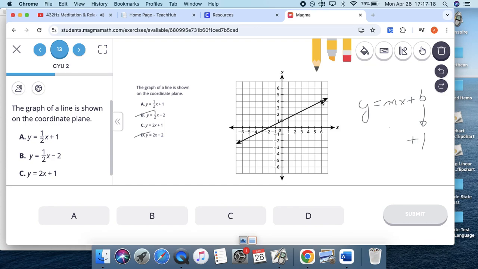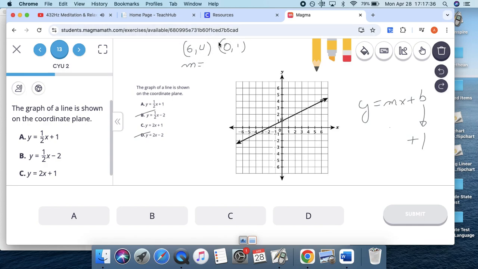We have a point here. Let's pick this point right here, and we can find a slope. So we have a point that's called 6 and 4, and we have a point here that's called 0 and 1. Let's do the slope.